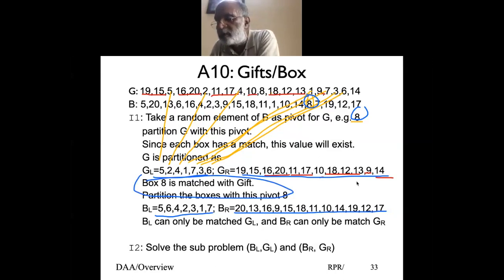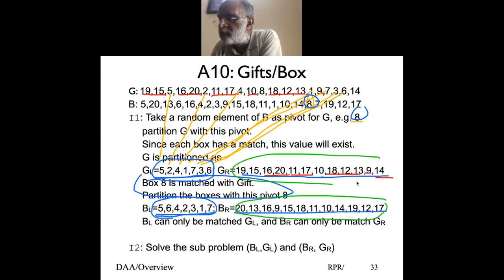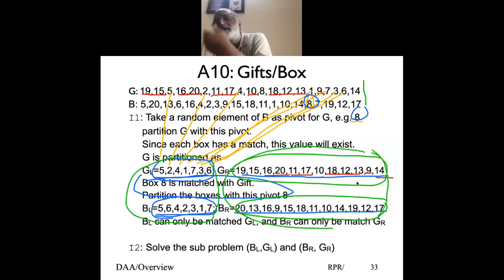Now you look at boxes of this have to be matched only with gifts of this size, and boxes of this have to be matched with gifts of this size. This is a perfect match. So given the problem of size n, I divide it into two problems: gifts and boxes on the left half partition, and gifts and boxes on the right half partition. Repeat the process, and that way you can match each gift with each box.